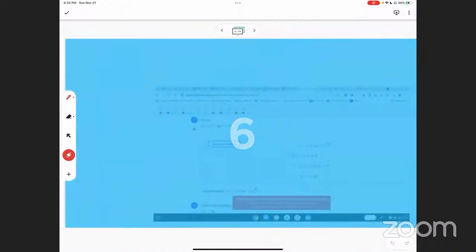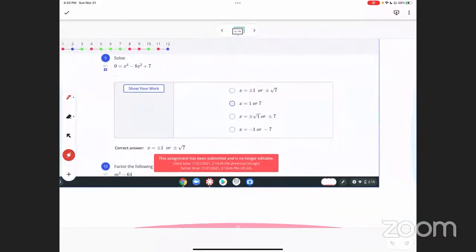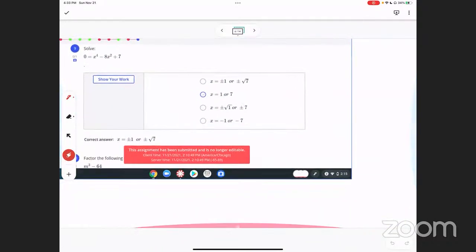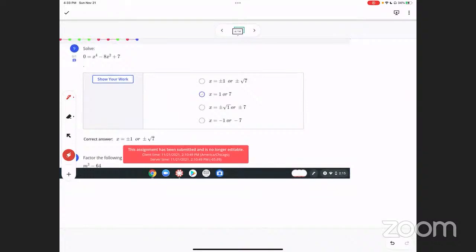So this next one, solve. Now this is a quartic. So how many solutions can you have? 4. What's the max number of solutions? 4 solutions or less, right? So how am I going to solve this?